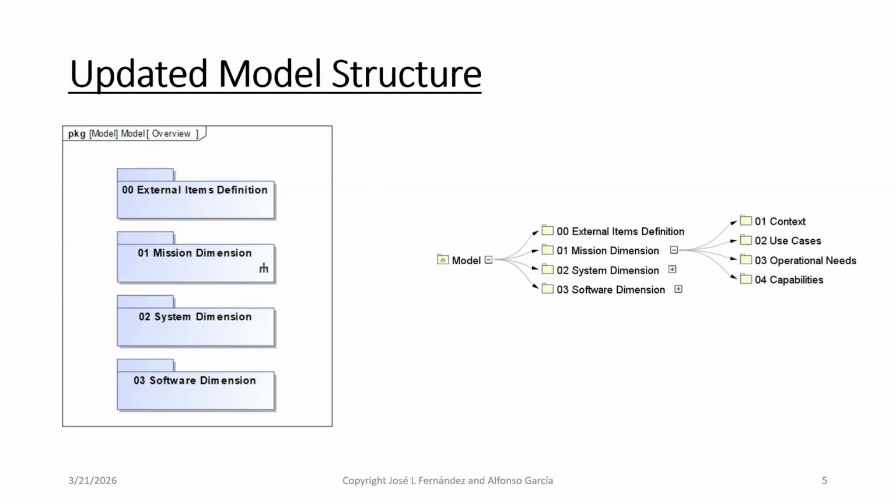While we are working on the mission dimension, we will discover the items that the system must exchange with the outside world. These are flows of matter, energy, or data crossing through the system's boundary and representing the external interfaces of the system.